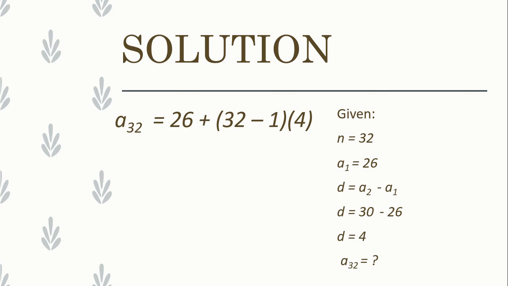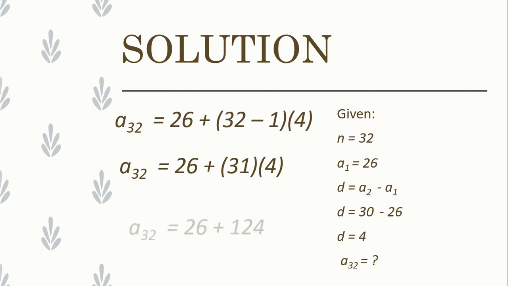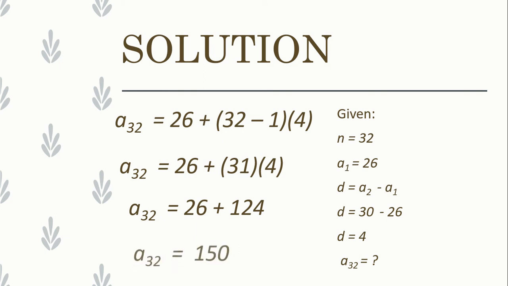By substitution, the 32nd term is equal to 26 plus the quantity of 32 minus 1 multiplied by 4. The difference between 32 and 1 is 31, and that is to be multiplied by 4. That is 124. That is finally to be added to our first term, which is 26. That's 26 plus 124, which is equal to 150. Therefore, the 32nd row consists of 150 seats.